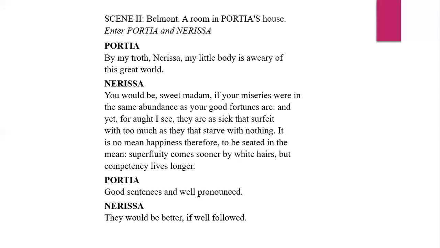Portia says, if to do were as easy as to know what were good to do, chapels had been churches, and poor men's cottages, princes' palaces. So Portia says that if it were as easy to follow moral ideas as it is merely to know about them, the chapels would be churches. Everybody knows what is good and what is bad, but people do not do good things. It is easy to know good things, but very hard to do them.